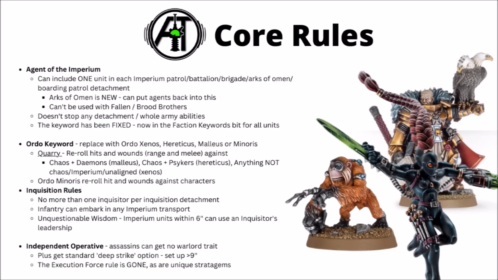I guess in general that means that you probably can't field 4 Assassins in one army, unless you did something very weird like take Agents of the Imperium as your primary Arcs of Omen detachment, which I think would run into issues with how many units you could take in general.